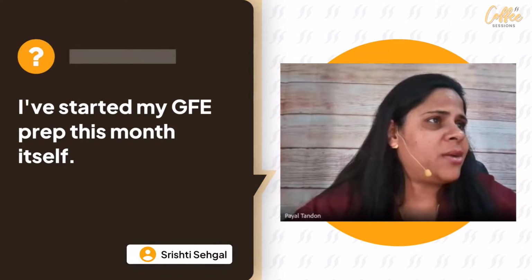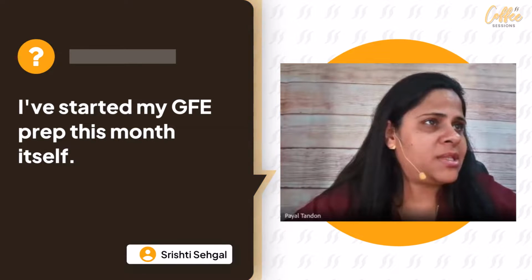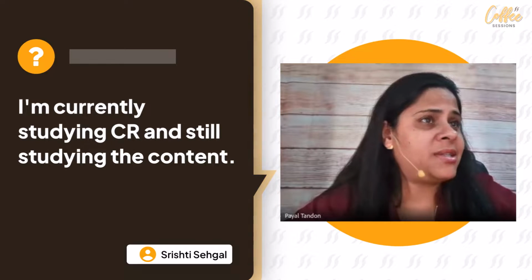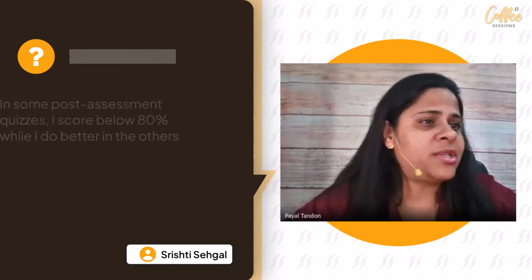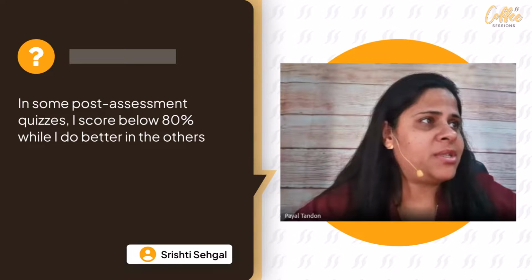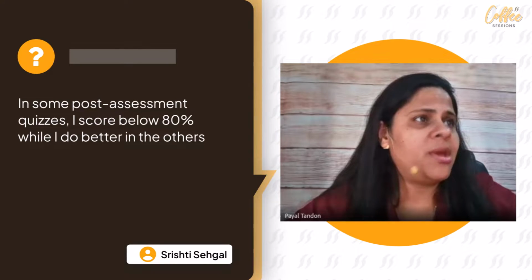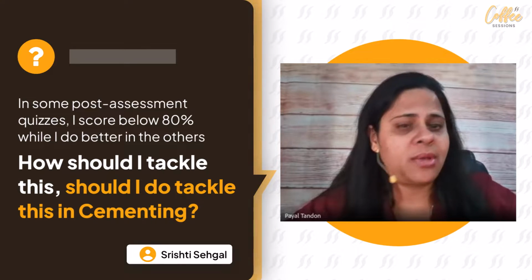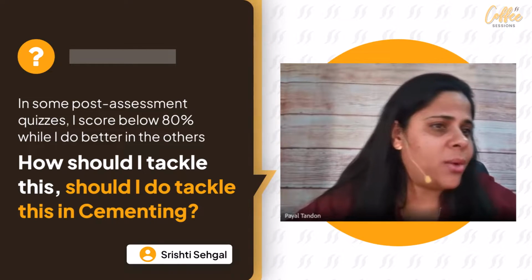So the question is, I've started my GMAT Focus Edition prep this month itself. I'm currently studying CR and still studying the content. In some post-assessment quizzes, I score below 80% while I do better in the others. I'm not sure how to tackle this. Should I tackle this in cementing, or how else to proceed?